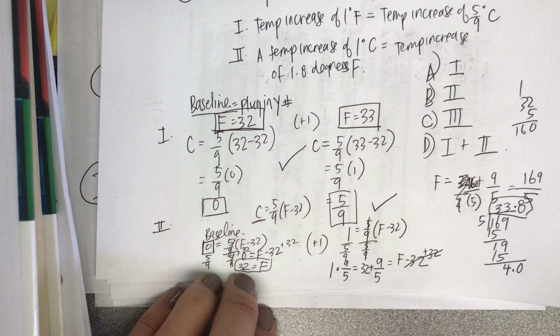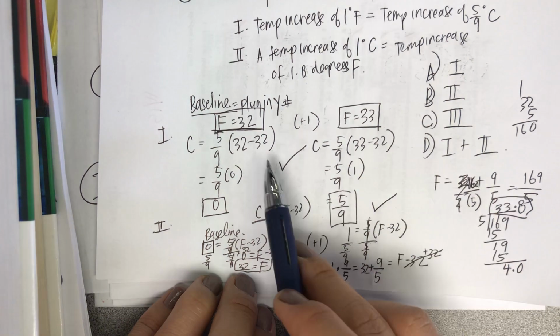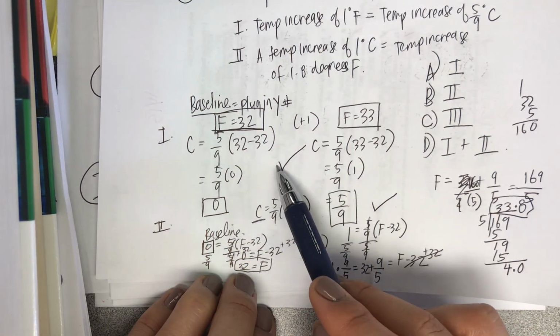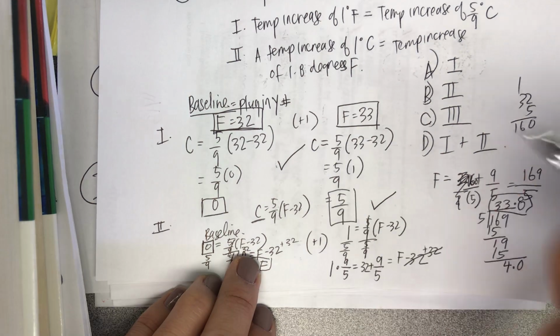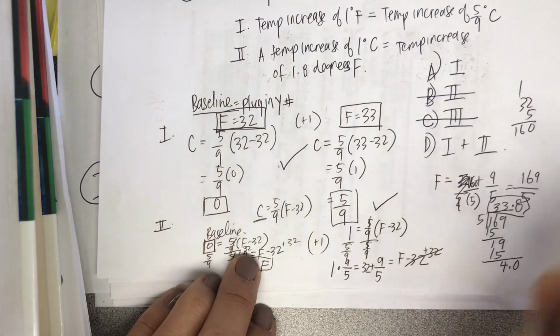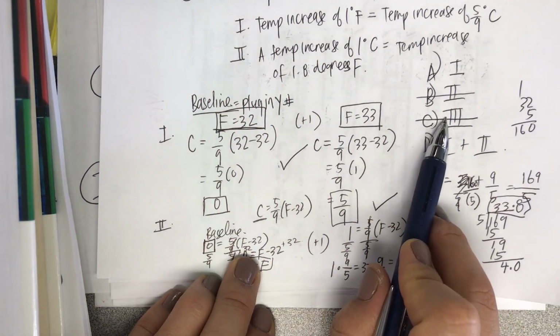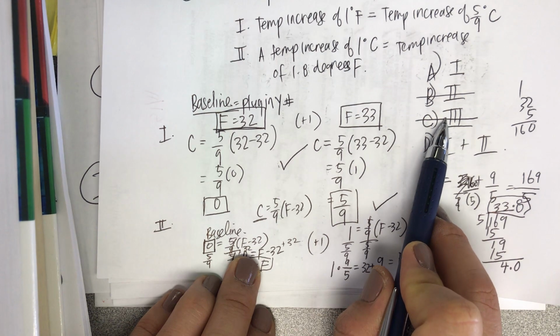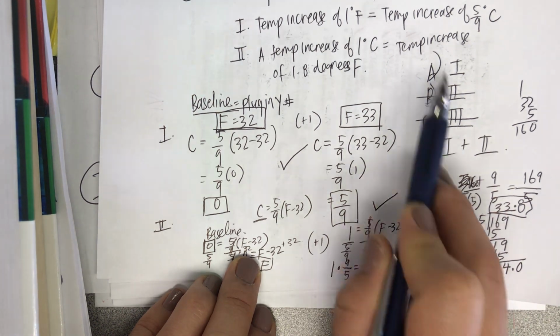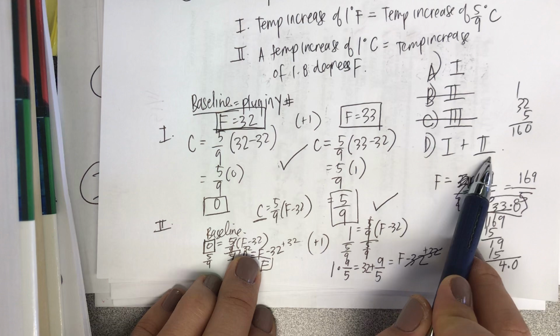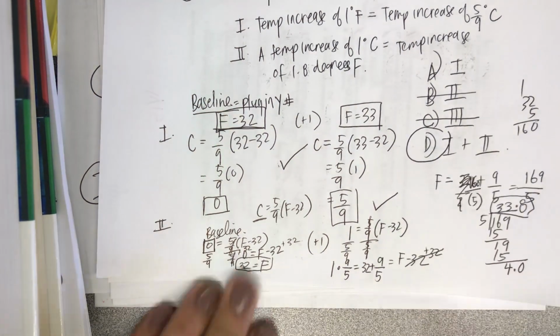So we know 1 and 2 work. By the way, what I should have done, after I knew that 1 worked, is cross B and C out. That's how I know I don't need to even mess with C, which is Roman numeral 3. But now I've got to test out 2 because it was left over. Now I know D is the correct answer.